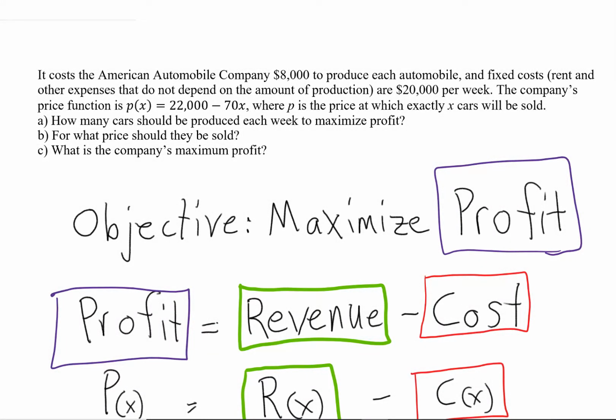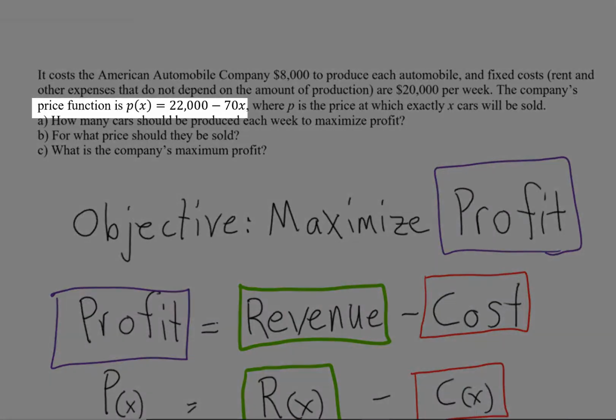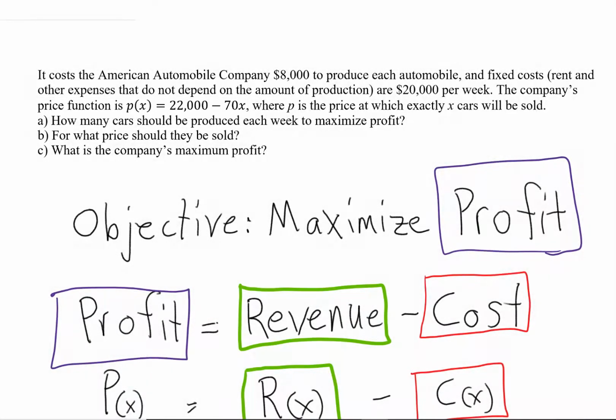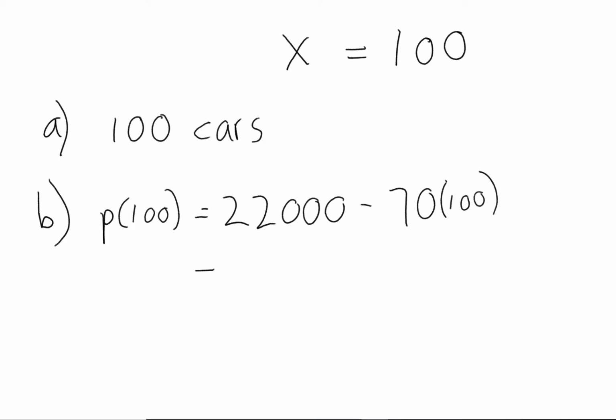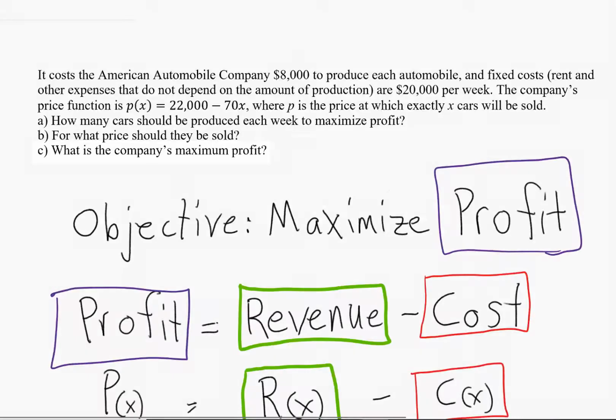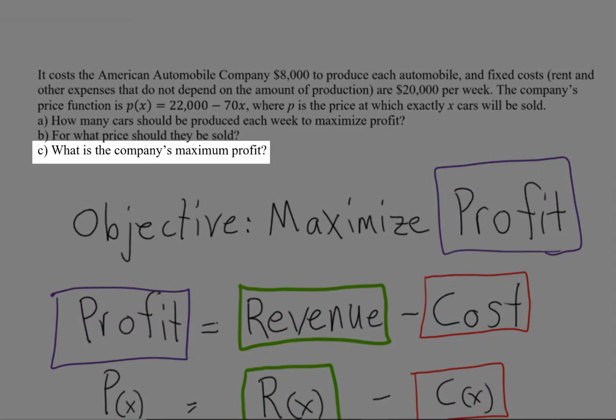If I want to know something about price, we have a price function that will tell us that. This 22,000 minus 70x is the price function. So let's plug our 100, our critical number, into the price function, and we'll find the price to sell these 100 cars, $15,000. Let's see, what is the company's max profit?